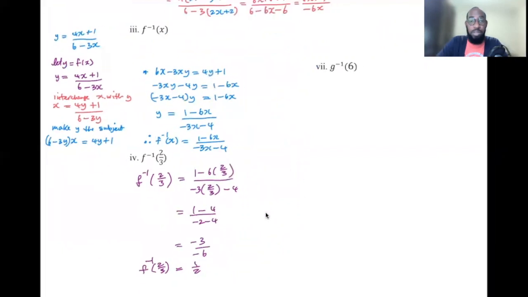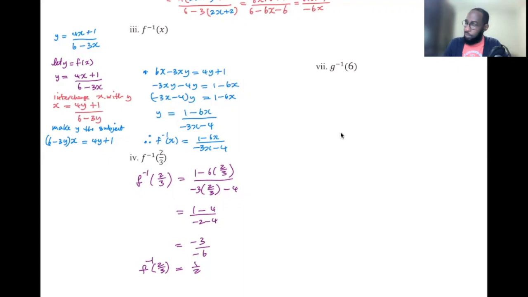Now, please note this. If the question asks you to find out f inverse of 2/3 and they didn't ask you to find out f inverse of x, you have to find out f inverse of x first before you find out f inverse of 2/3. You have to. There's no other way. You must find out f inverse of x first.